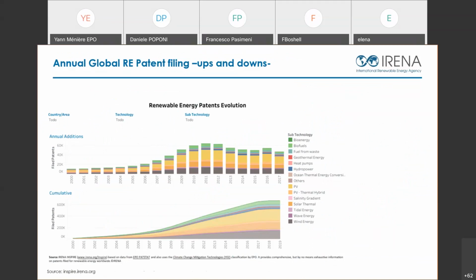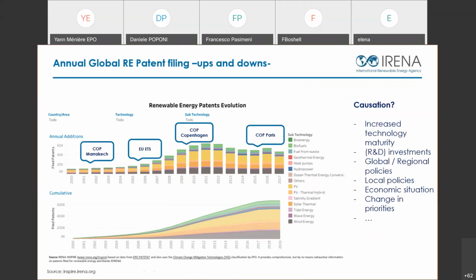And here we can see in the case of renewable generation technologies, as mentioned by the previous speakers, we peak in 2011, then followed by a decline, and then currently a new peak close to 2016. But as I said, the question is, why is this happening? So the causation question, which is very tricky. And we can look into many different aspects.